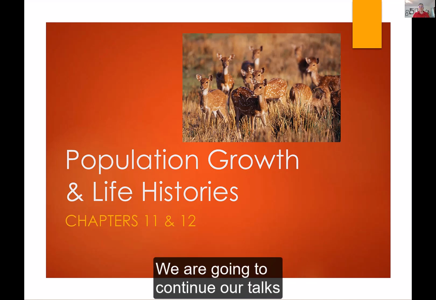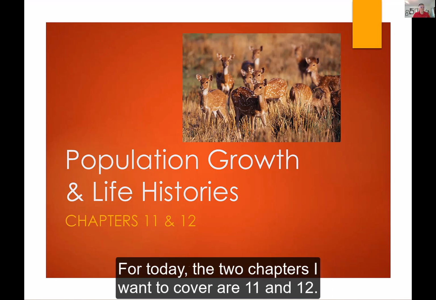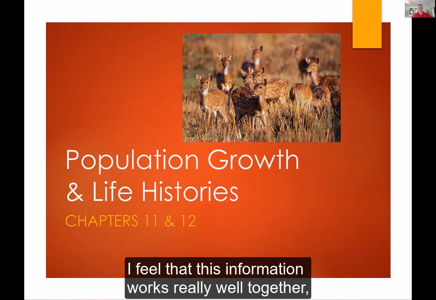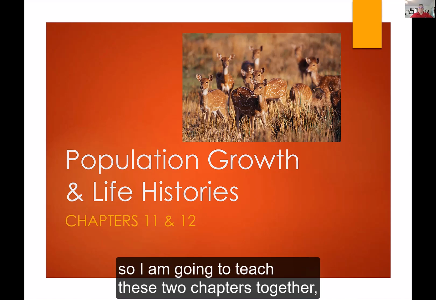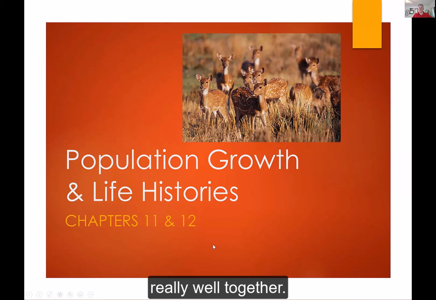So we are going to continue our talks about populations and various components thereof. For today, the two chapters I want to cover are 11 and 12. One is on population growth, the other is on life histories. I feel that this information works really well together. So I am going to teach these two chapters together, and you'll see how as I go through how this information works really well together.